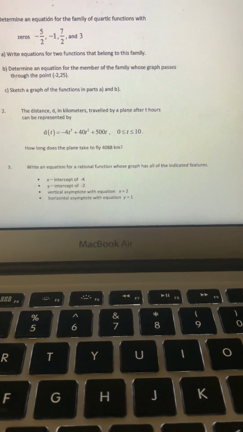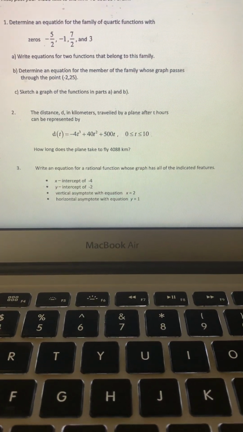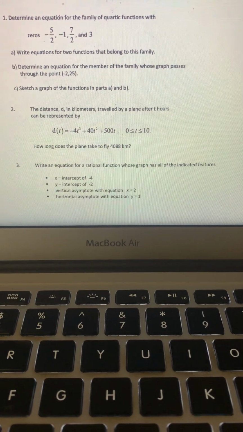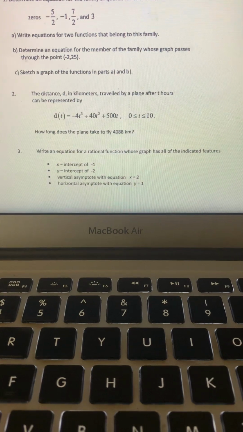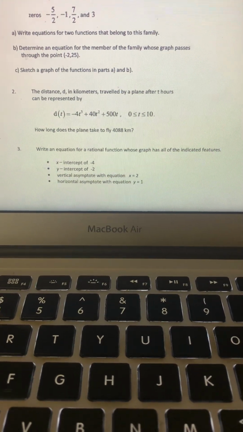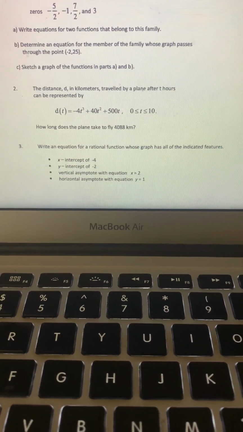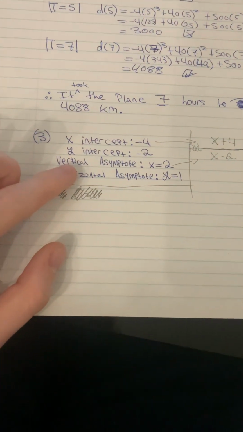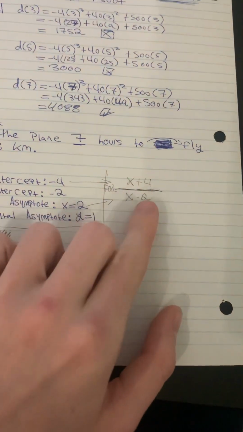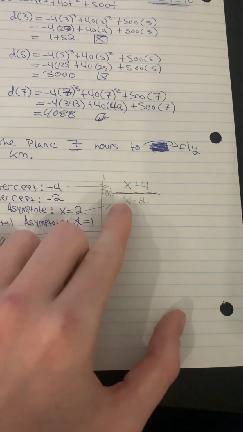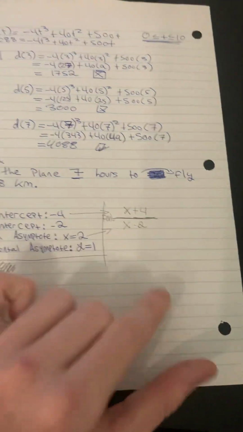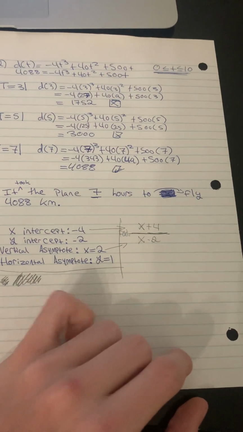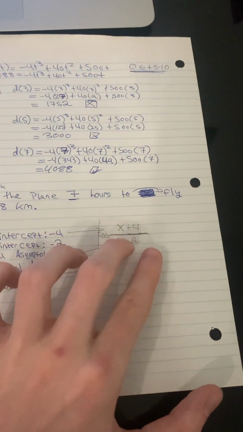Number 3 asks, write an equation for the rational function which graphs all the indicated features, with the indicated features being x-intercept of -4, y-intercept of -2, vertical asymptote with equation x equals 2, and horizontal asymptote with equation y equals 1. I have all of the information written down here, and using all that information, I was able to get the final function of f at x equals (x plus 4) over (x minus 2), which I had from the vertical asymptote, with all of this information being found in my equation.